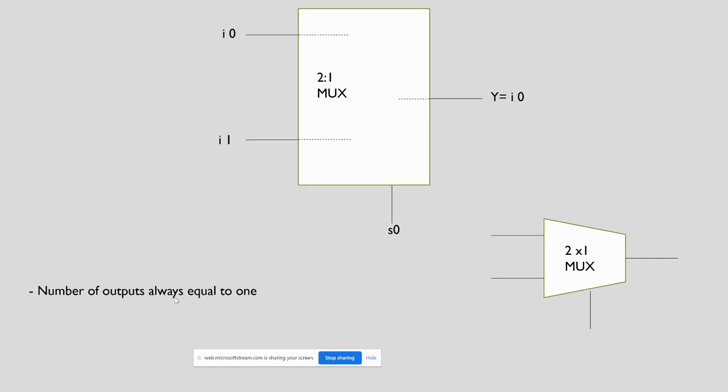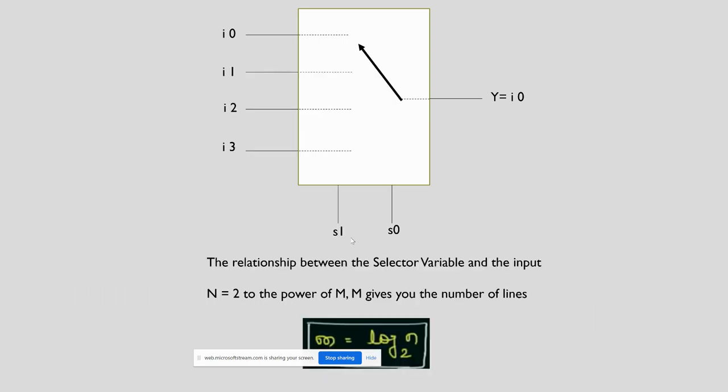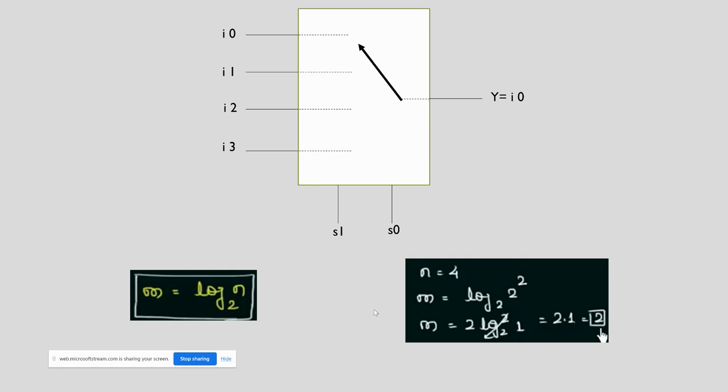So as I mentioned, the number of outputs is always equal to 1. Now the relationship between the selector variable and the input: normally we use this formula, n equals 2 to the power of m. m gives you the number of lines, so m is equal to log base 2 of n. Don't worry too much about it, but that's how we get the number of selectors.